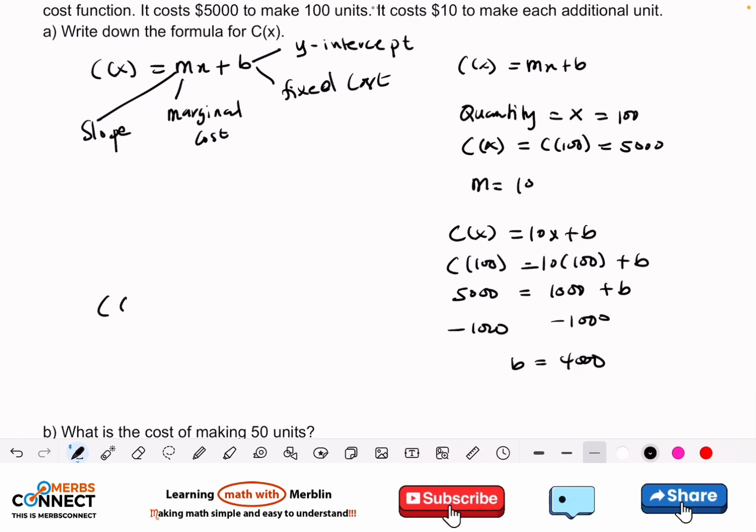So it means that the cost function is going to be 10x plus 4,000. So this is the cost function.